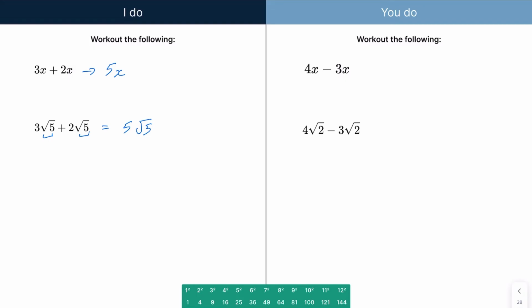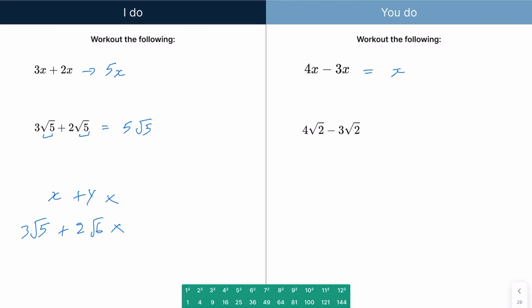And it only adds together because they're both the same. If one was root 5 and one was root 6, you couldn't add it together. Similarly, you can't add x and y together. So just like that, you can't add 3 root 5 plus 2 root 6, right? That won't work. So again, hopefully you've pressed pause and had a go at the example on the right.